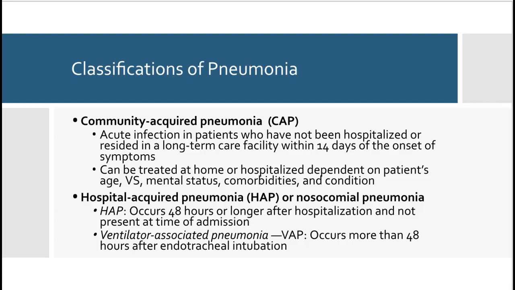and conditions. Now, hospital-acquired infections are also known as nosocomial pneumonia. Those occur 48 hours or longer after hospitalization and were not present at the time of admission. There's also ventilator-associated pneumonia, also known as VAP, and that occurs more than 48 hours after they've been endotracheally intubated. And that's why when we talked about this with our surgery patients, they're not ventilated that long, so that's usually not a type of pneumonia that they do get.